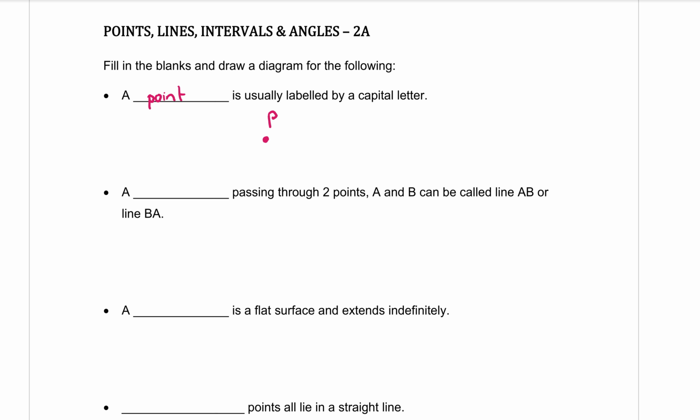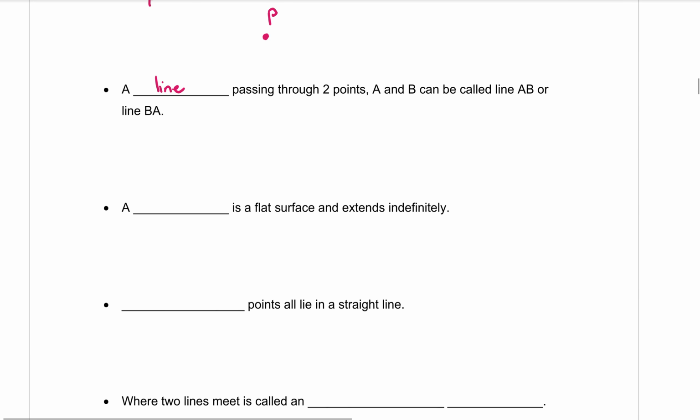The next dot point. A line passing through 2 points A and B can be called line AB or BA. So it doesn't matter the order that you write them in. So here is what a diagram of that would look like. We have a line, and that line is going to pass through 2 points. It's going to pass through A, and it's going to pass through B. So see the capital letters there from our first dot point. So that section, the line between A and B, we could call that AB, or we could call it BA.